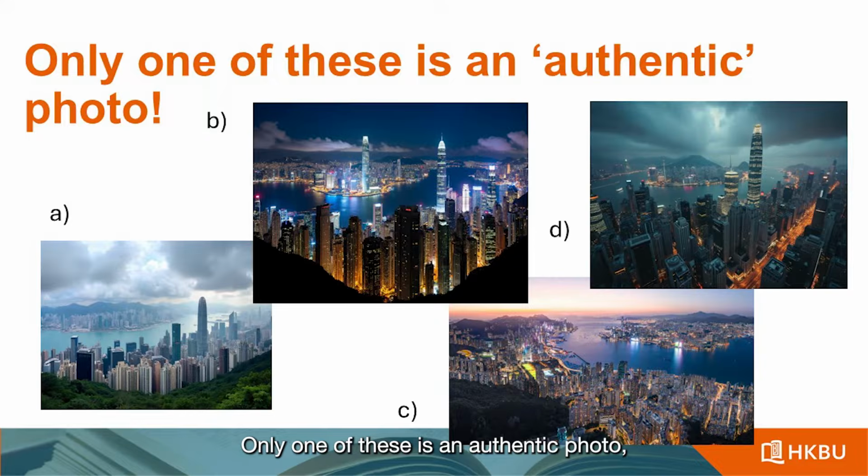Only one of these is an authentic photo. And the concept of authenticity is also changing with the development of AI as well. So I asked several different models to generate a landscape of Hong Kong. And these are the images. The other one I took from a legitimate source, taken by a real human being. Can you see which one is a real image?